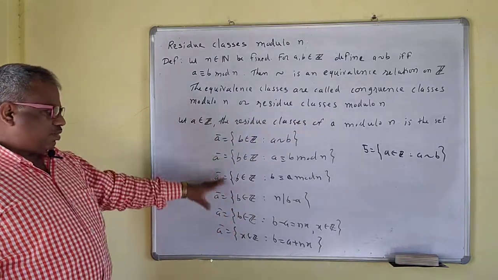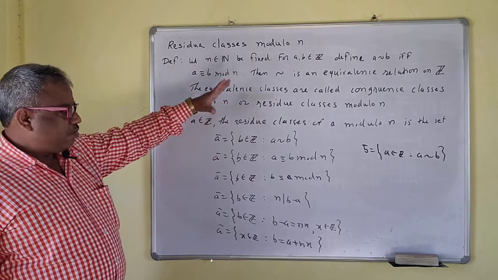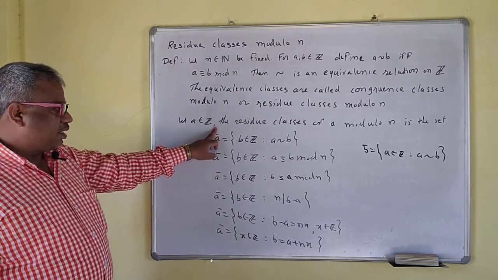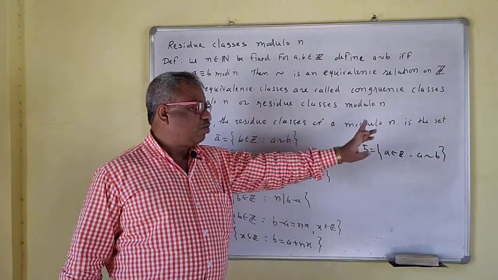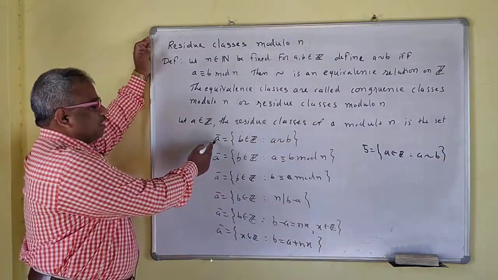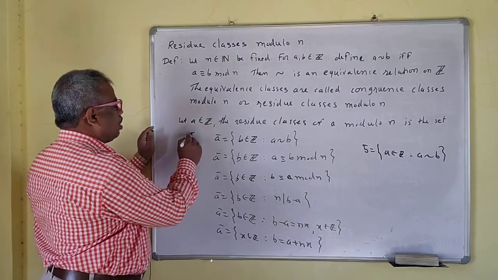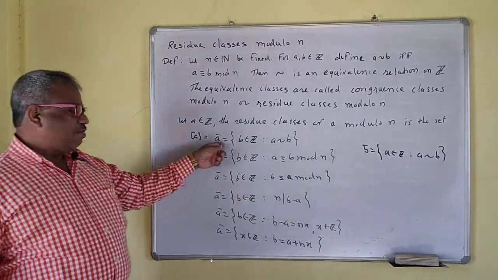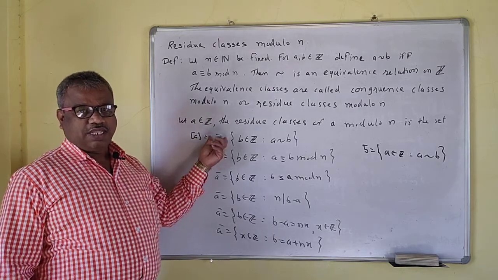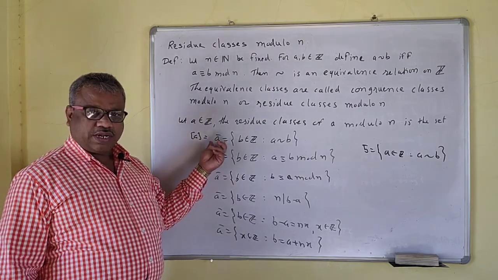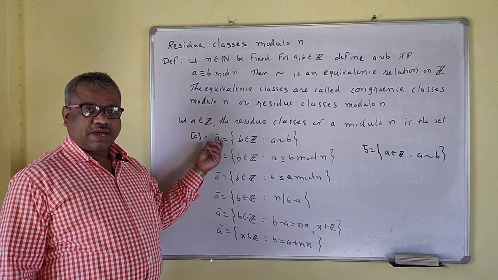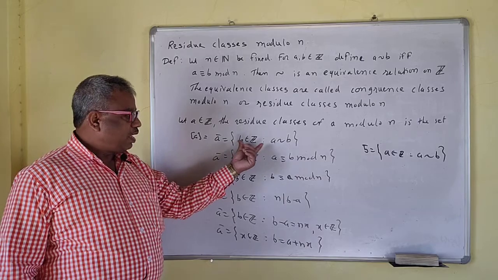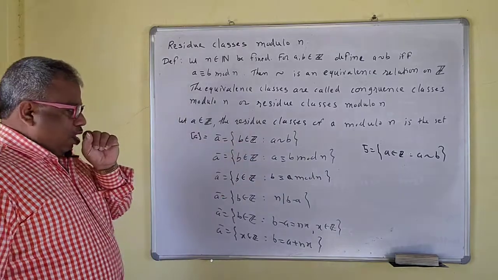So this is the verbal form. Just we write it in the mathematical form. Let a be an integer. The residue class of a modulo n is the set denoted by a bar. This is not a single element, and this is not a conjugate. This a bar is the set, the collection of all integers b such that a is related to b.